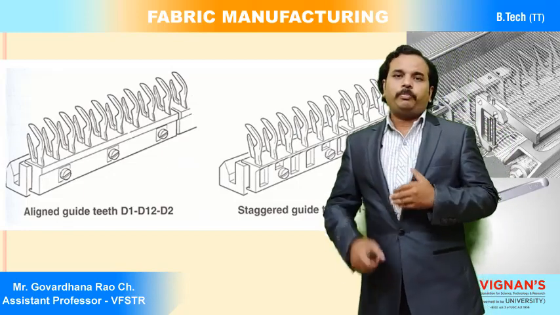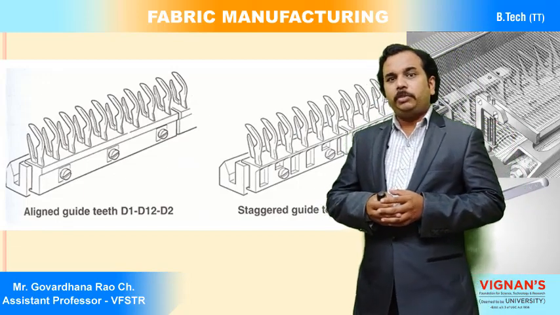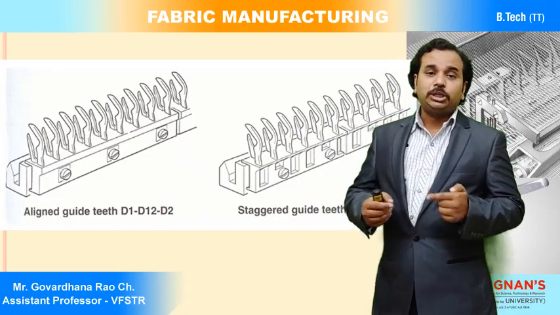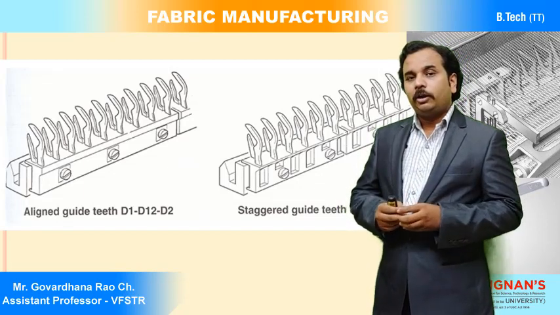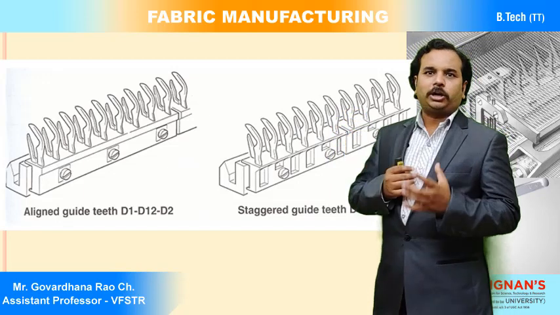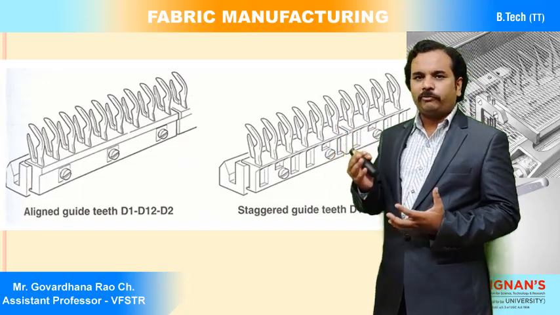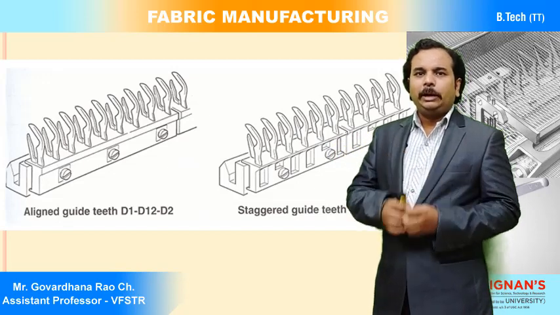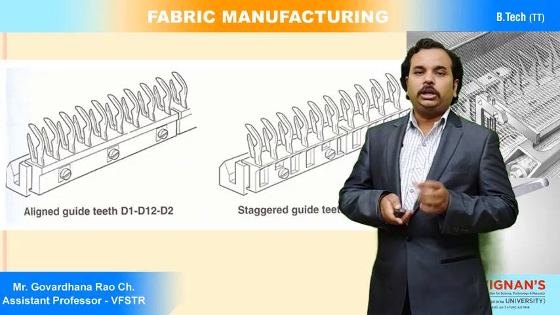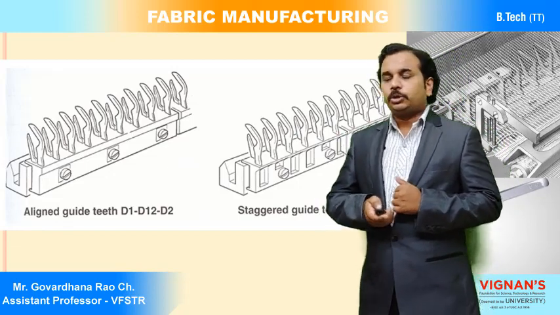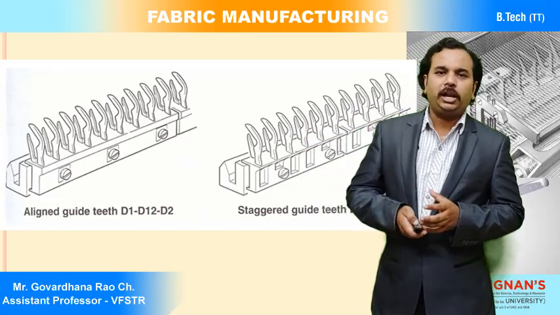So that more grip or more guidance to the projectile will be there. If the projectile length is more, the staggered guide teeth are going to be held with 4 from the top side and the bottom side 5. So from the bottom side 4 and the top side will become 5. Like that, the guidance to the projectile will be more in case of staggered guide teeth. So these are the 2 different types of guide teeth we are using in projectile weaving.